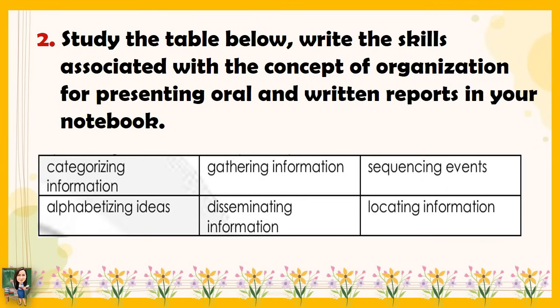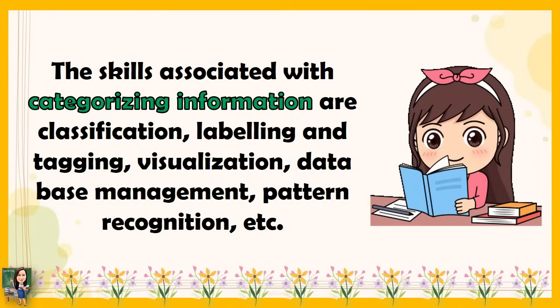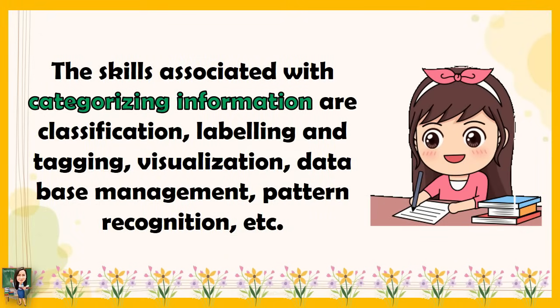You have to write the skills associated with categorizing information, alphabetizing ideas, gathering information, disseminating information, sequencing events, locating information. And here are my example answers. The skills associated with categorizing information are classification, labeling and tagging, visualization, database management, pattern recognition, etc.